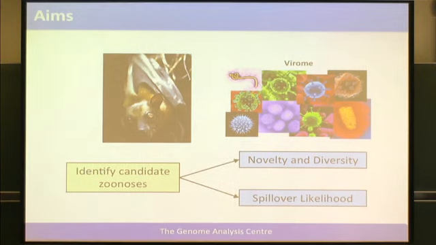So the aim of the experiment was to characterise the viruses that these bats were carrying around, to look for novelty and diversity and the likelihood of spillover to the human population, and hopefully contribute towards being able to better plan for outbreaks and understand likely outbreaks.